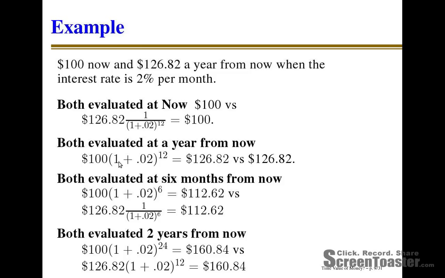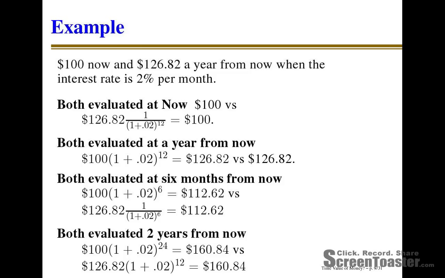So what you're doing here is taking the $100 times 1 plus i to the power of 12, growing up that $100, letting it accumulate interest, and letting the interest accumulate interest for 12 months until it reaches $126.82. And that's the point here of Rule 2. Once you see these two as being equivalent, it doesn't matter which time period you use.